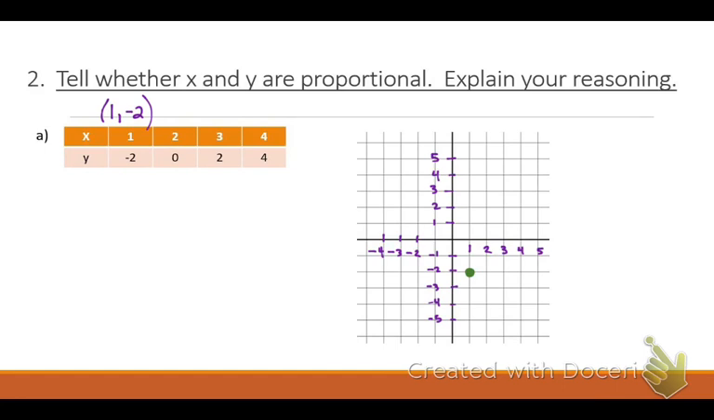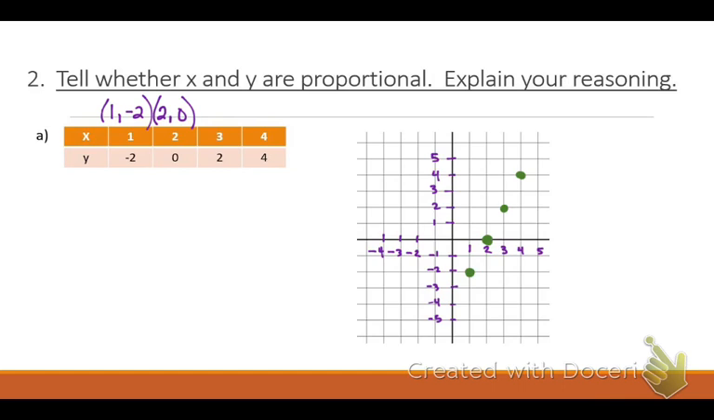My second ordered pair is 2, 0. So I go right 2, up 0. Is this where your second point is? Is y'all's second point right there? 2, 0. Now my third point, would I go right or left 3? Right. Right 3 and then up or down 2? Up. Right 3, up 2. And then for 4, I go right 4, up 4.